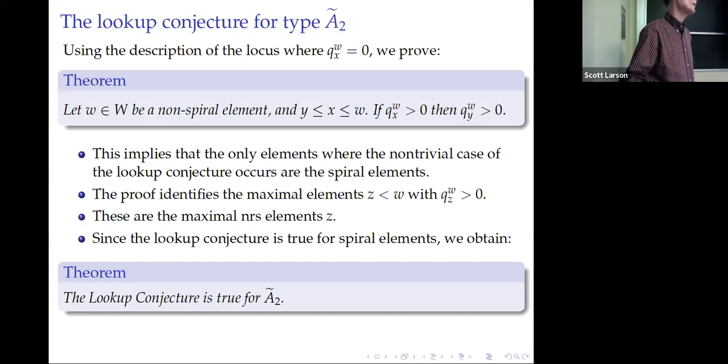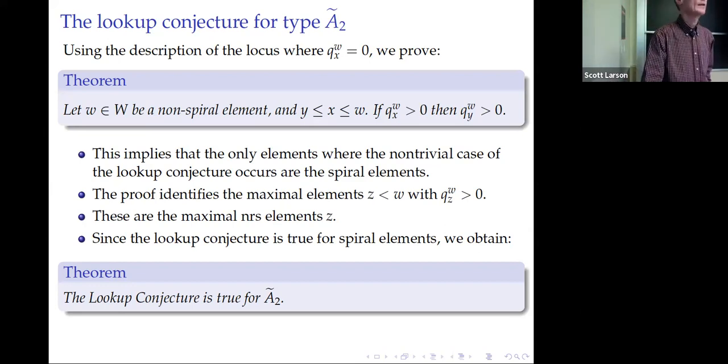And I'll say a little bit more about that at the end, but it seems like all the methods we're using for A2 tilde will work for E2 tilde and G2 tilde as well, I expect. We just haven't done that yet, but I think that will probably be the next thing we do after this. But it was checked via computer for all elements W up to a certain length in those groups. So it's very likely true.